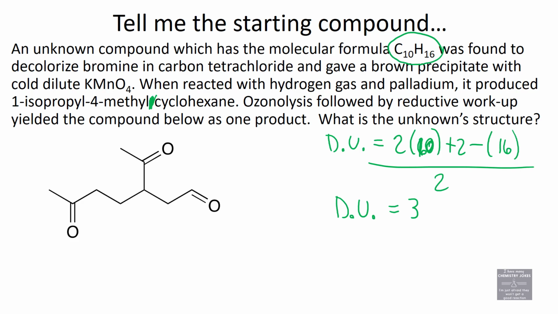Okay, so that might mean I have 3 pi bonds. Hold your horses. When it reacted with hydrogen gas and palladium, that's hydrogenation, it produced 1-isopropyl-4-methylcyclohexane. So this is telling me the framework of my compound, but I've got some double bonds, and I don't know where those are. My product of hydrogenation tells me I have one ring. So DU minus one ring, that means I must have two pi bonds, two alkenes in this thing.